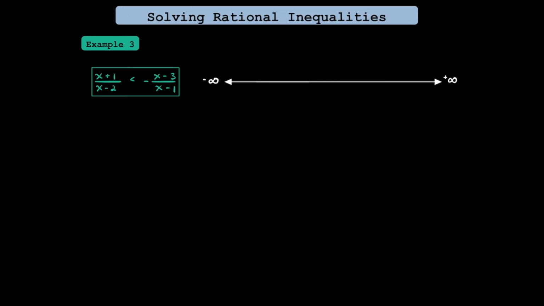Here in example 3, we don't have a 0 isolated to the right side. To get it, we can add x minus 3 over x minus 1 to both sides of this inequality.